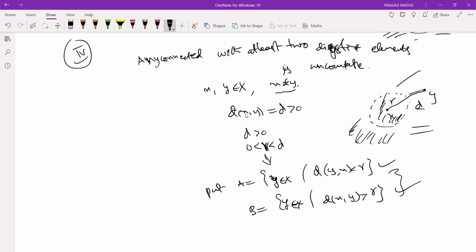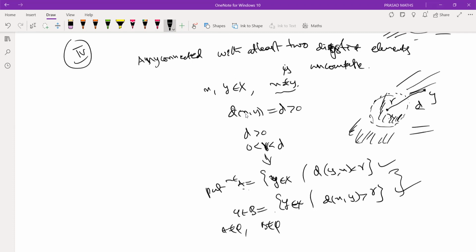Right? So these two are non-empty separated sets. I already told you these two are non-empty. Why? Because in this ball, x is there, so A is non-empty. B is outside, so B contains y, and since B contains y, B is also non-empty.